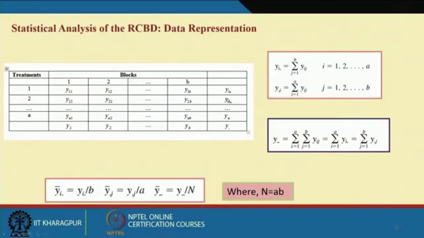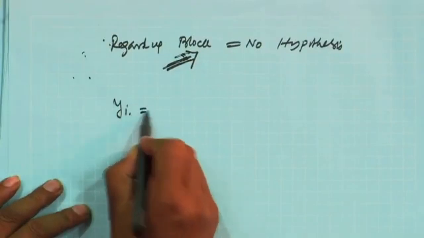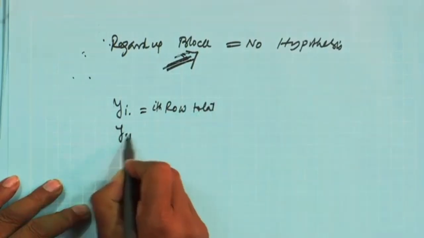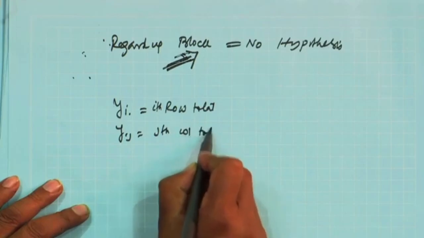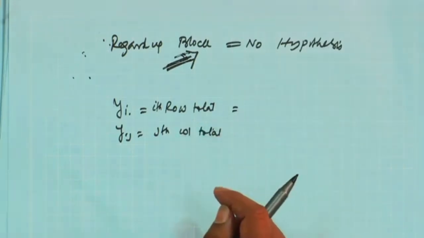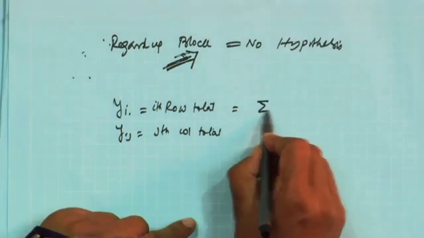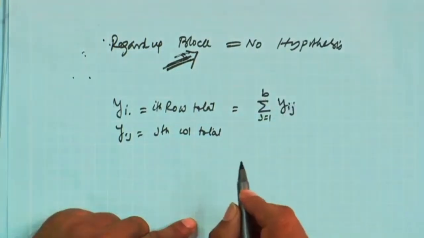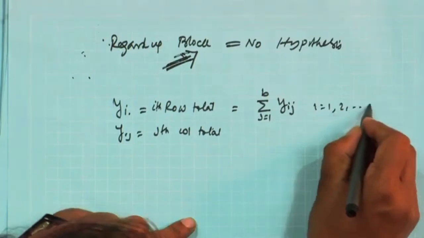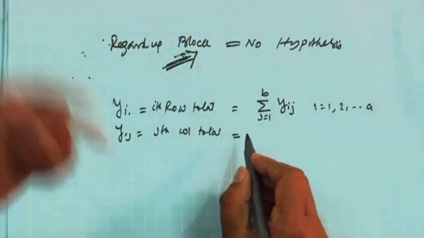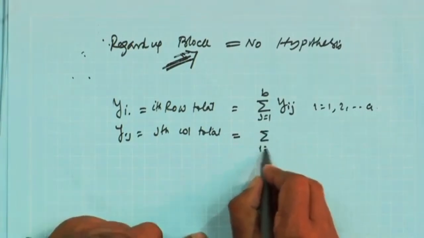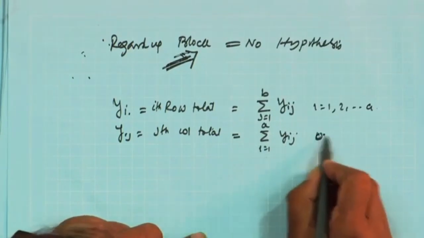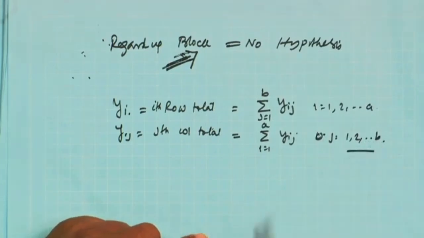What is in general y i dot? That means the row total, the ith row total, then y dot j is the jth column total, and that you know. So, when you are considering row total, that means you are going across all columns, j equal to 1 to b of y i j, and i equal to 1 to a. When you are going across a column, you are going across i equal to 1 to a of y i j, j equal to 1 to b.